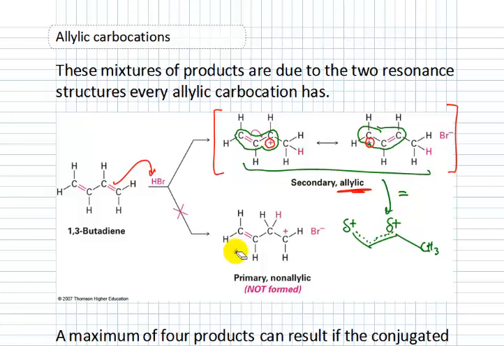So just for reference here, this primary carbocation, where I've attached the hydrogen on the second carbon end, is not formed for 2 reasons. The carbocation is primary instead of secondary. Also, the carbocation is no longer allylic. It is not next to the double bond. There's another carbon between it and the double bond. So we're not going to worry about that one. That primary non-allylic carbocation is not formed.